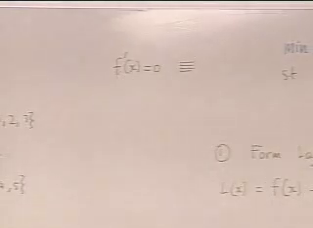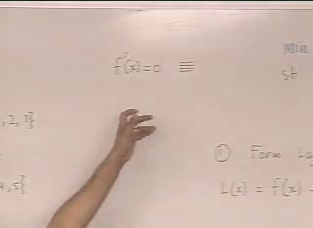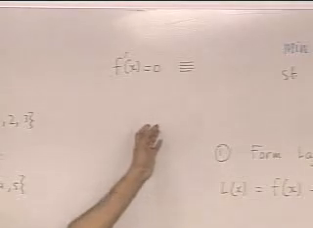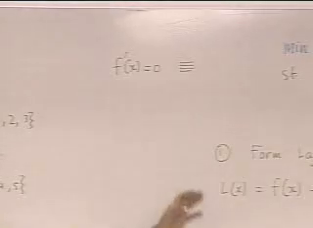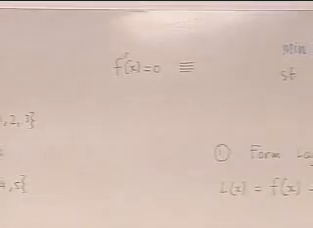Just like in the one-dimensional case, this condition doesn't tell me whether this is a local minimum or a local maximum. It just tells me that it's locally stationary. Same thing is true here. A KKT point just gives you a locally stationary point. You don't get a local optimum point.